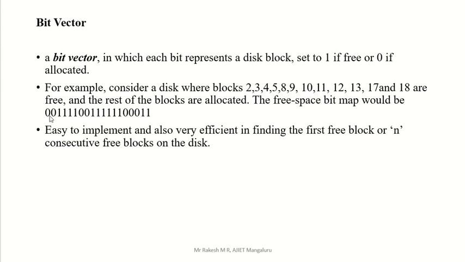Starting from 0, block 0 is booked. Block 1 is booked. But block 2 is given here as free, so 1. Block 3 is free, so 1. Block 4 is free, so 1. Whichever is free, go for 1. Whichever is allocated, go for 0. That is the concept of bit vector. It is actually a very efficient manner to find free space.